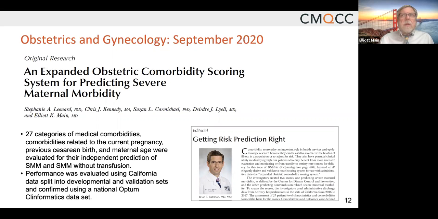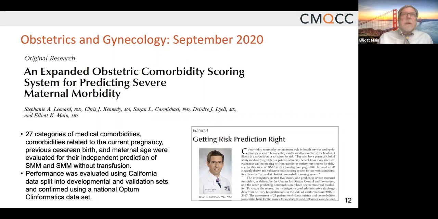We did this in a way so they could be done in an additive way to each other, because many people will have multiple comorbidities, and you want to be able to take those into account appropriately. So we looked at this in a California data set. We split it into a developmental and a validation set, which is exactly what you're supposed to do as you pick out your risk adjustment measures, and confirmed it using a separate national data set for births.